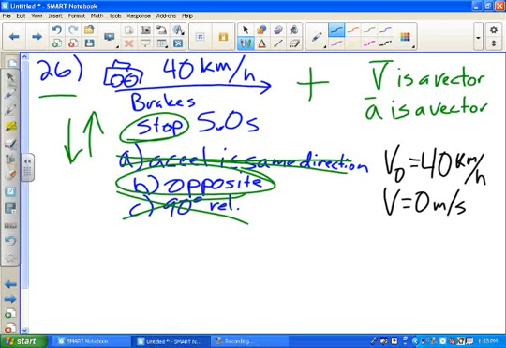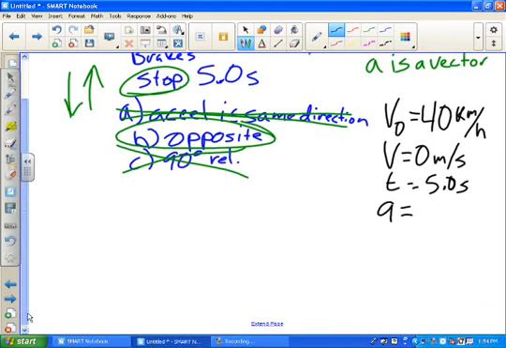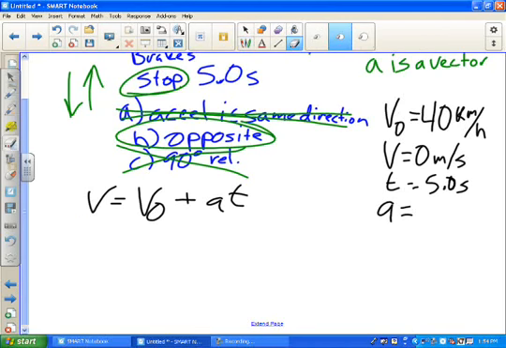So now let's list our variables. We're given that the initial velocity is 40 kilometers per hour, the final velocity is 0 meters per second, and then the time is 5 seconds, and then we're asked to find the acceleration, which we expect to be negative. The only issue really that we have to do first is that our initial velocity is in kilometers per hour, so we've got to convert the kilometers per hour to meters per second for the math to work out. So we've got 0 meters per second on one side.